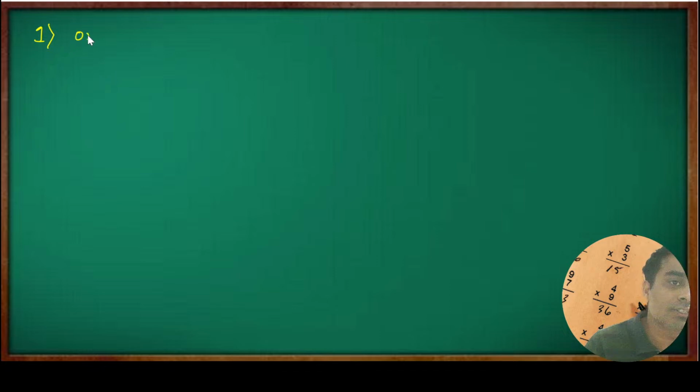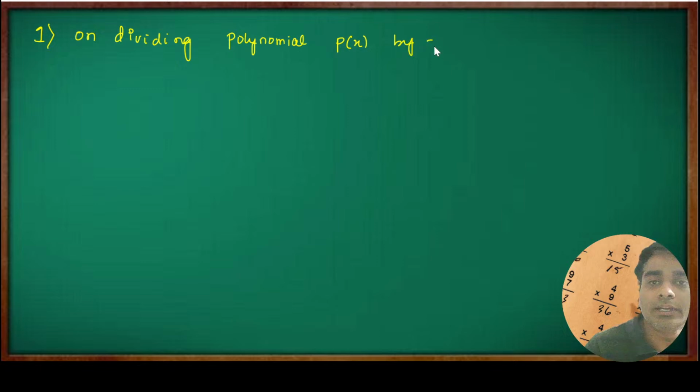So first question, on dividing polynomial p of x by x square minus 4. So this is about division, but the long division method and all is not there. Still, the question is asked in a different way. So I think you should study this question.